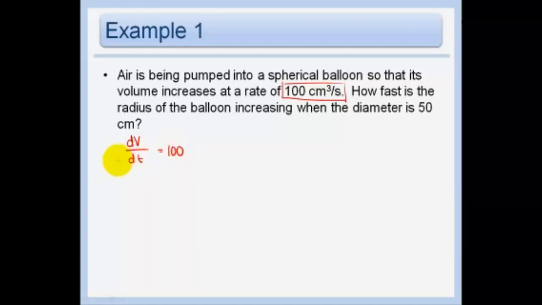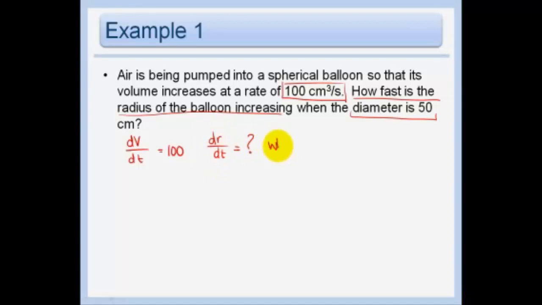I don't write the units when I write out all my information up here, just so I don't have too much to see at the end. I like to just write all my information down here. And the other important piece of information we have is when the diameter is 50 centimeters. How fast is the radius increasing? How fast is it increasing? What is the rate of change of the radius when the diameter equals 50?